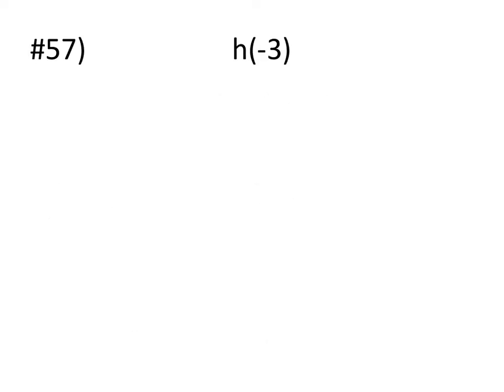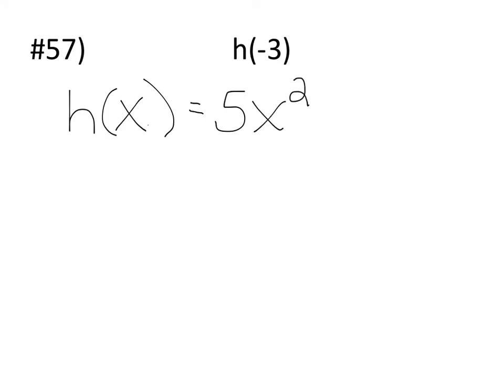Now they want to know h of negative 3, so we're going to use the h equation. Let's do h of x first. So h of x is 5x squared minus 7. And they want to know what h of negative 3 is. So all I did was change x to negative 3. So everywhere there's an x, I'm going to put a negative 3.